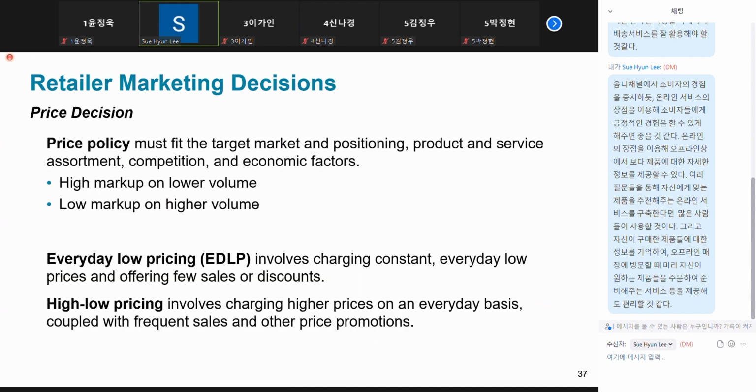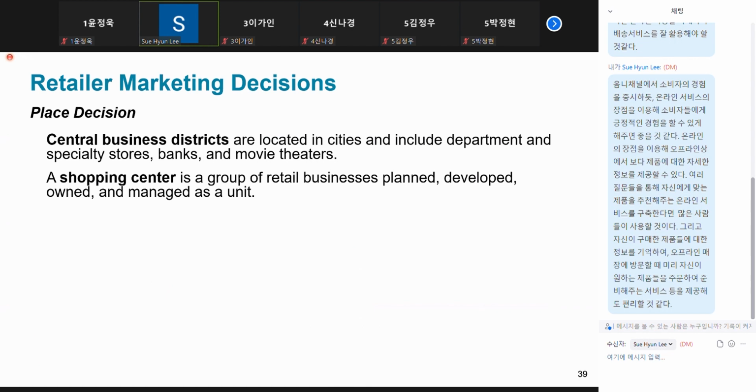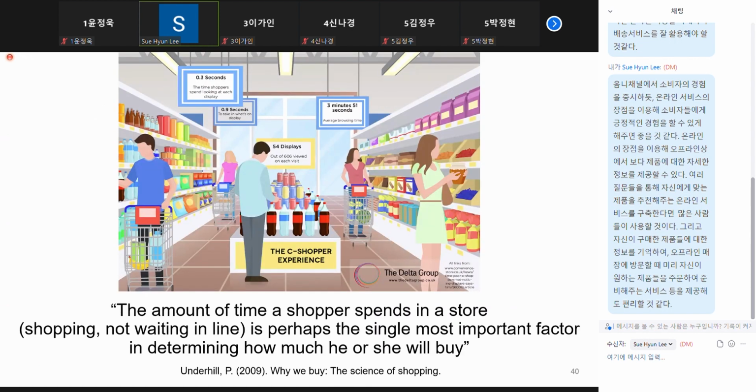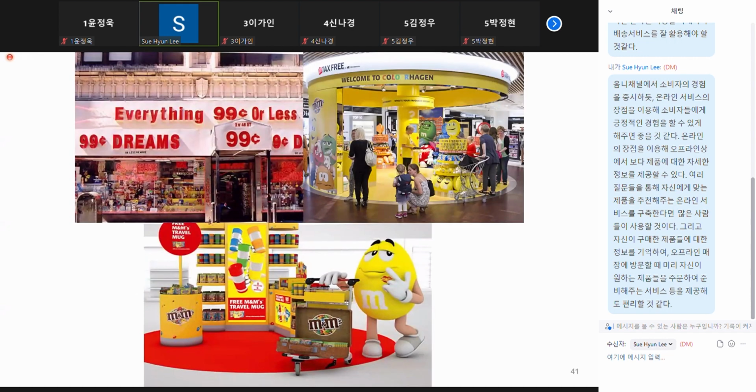So let's skip to the store atmosphere. According to the book Why We Buy: The Science of Shopping, the amount of time a shopper spends in a store is perhaps the single most important factor in determining how much he or she will buy. So if you're a marketer for this retailing service, you need to think about how you can persuade or attract consumers to stay in your store more, because it affects sales in a positive way.